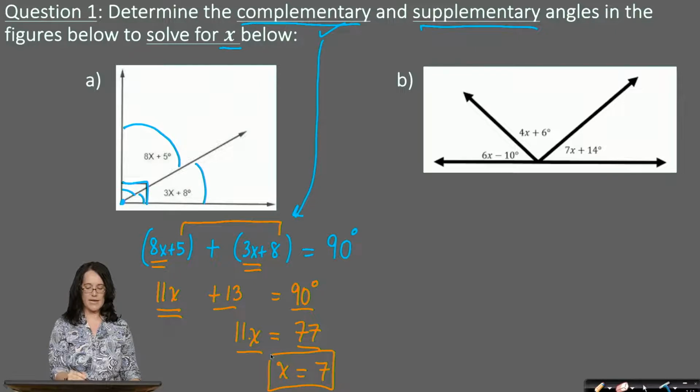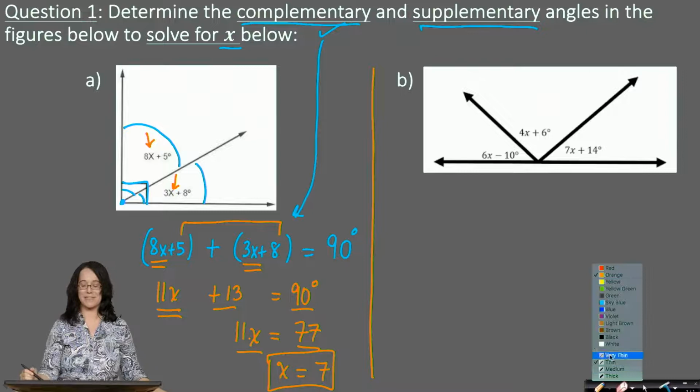So if a question just asks you to solve for x, you're done. And you can check that by plugging in 7 into the original expressions, 8 times 7 plus 5, 3 times 7 plus 8. And when you do that, you'll get your two angles, which when they add up should equal 90. So you can verify your solution. Okay, so I've done that one with you. Can you try B on your own if you haven't already done one by yourself?